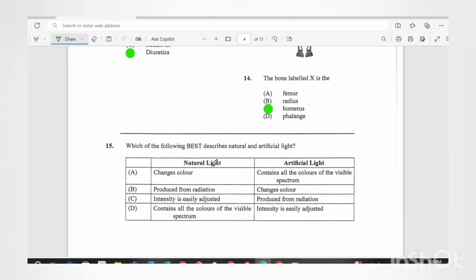Question 15. Which of the following best describes natural and artificial light? Is it A, natural light changes color and artificial light contains all the colors of the visible spectrum? B, natural light is produced from radiation and artificial light changes color? C, intensity is easily adjusted for natural light and produced from radiation in artificial light? Or D, natural light contains all the colors of the visible spectrum and artificial light, the intensity is easily adjusted? The answer there is D.